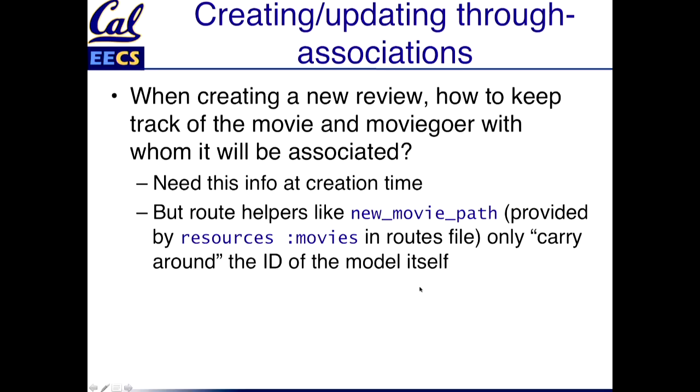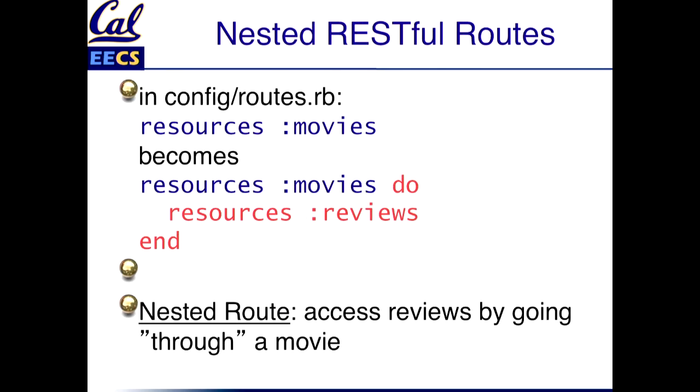Because you need this info at creation time, right? And all of the helpers that we've seen so far only carry around a single piece of information, which is the primary key ID of the specific model that you're updating, because we haven't talked about associations yet. So to do this, Rails provides a way to extend these helpers to do nested RESTful routes.